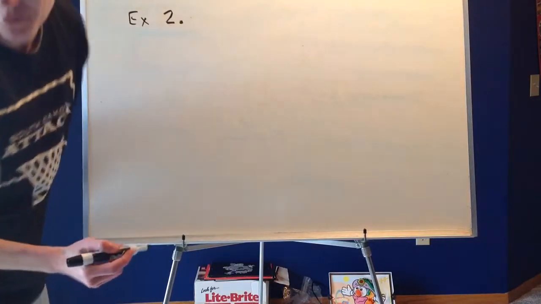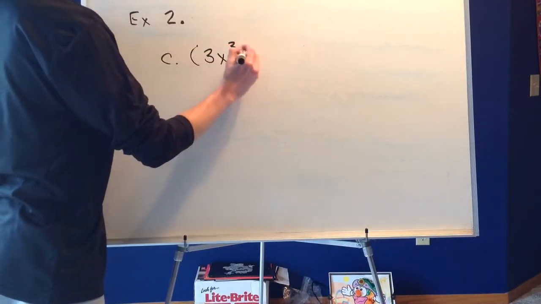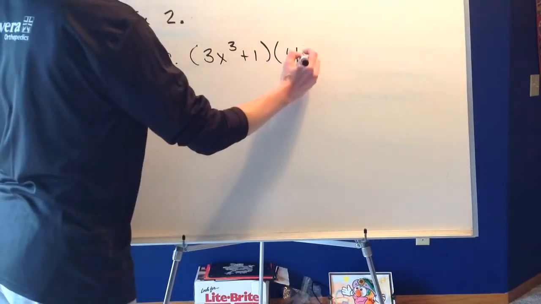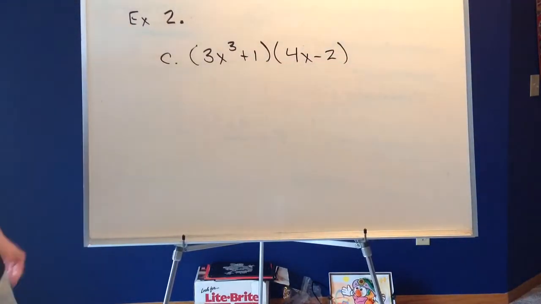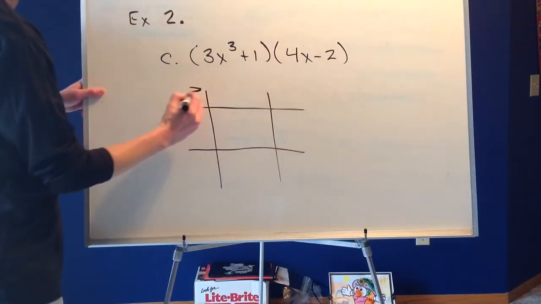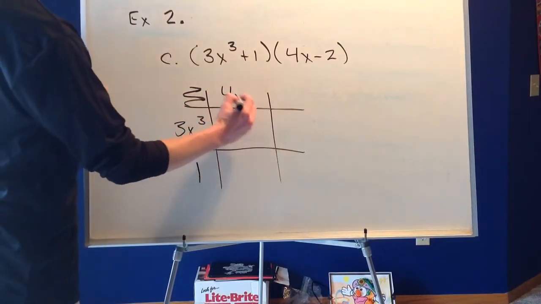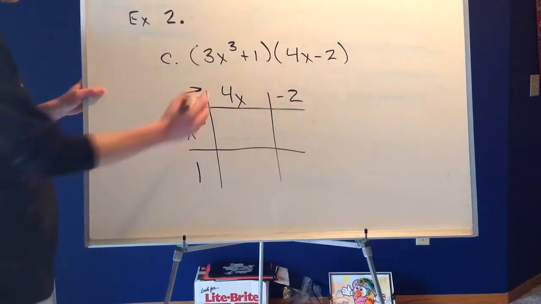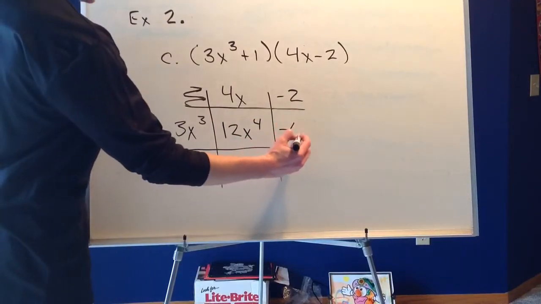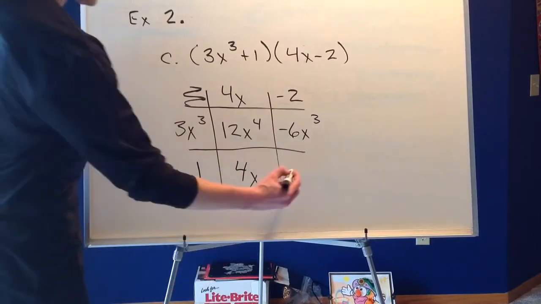So for C, we have 3x to the third plus 1. And we have 4x minus 2. So again, go ahead and make your tic-tac-toe table. So I have a 3x cubed and a 1, a 4x, and a negative 2. So if I multiply these two, I get 12x to the fourth. Multiply these, I get negative 6x to the third. I get 4x. And I get negative 2.